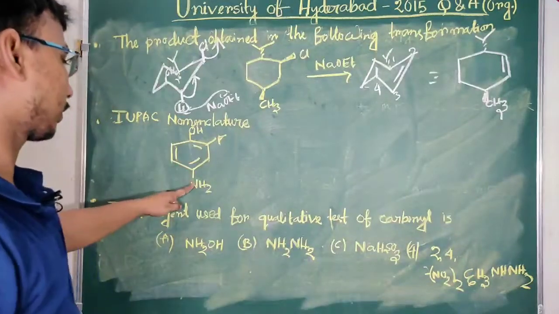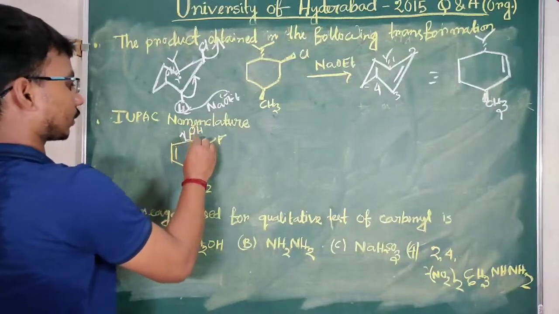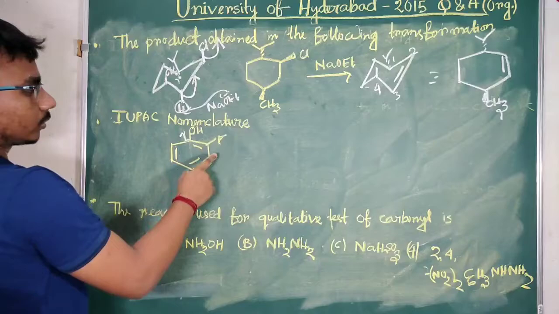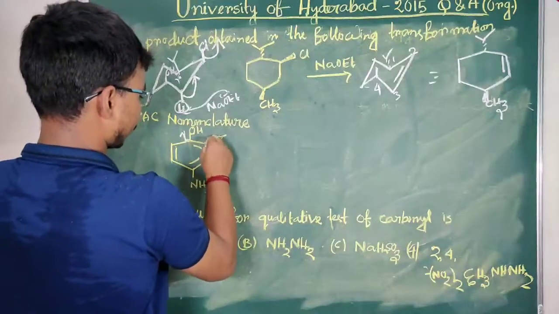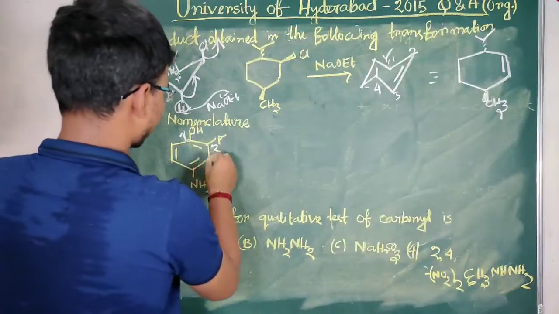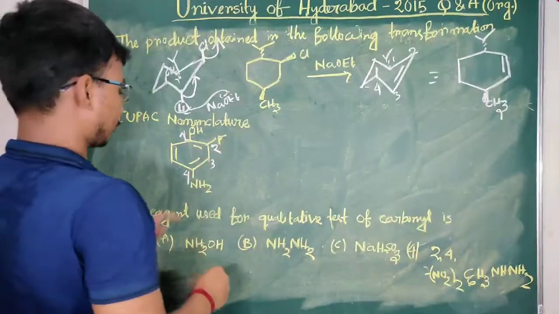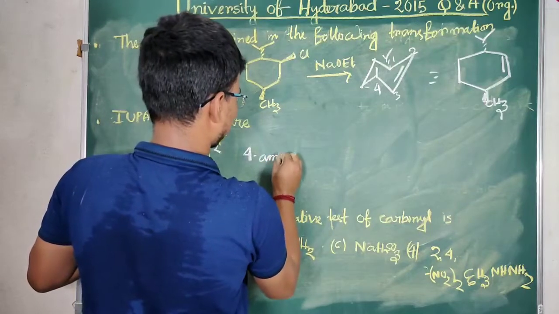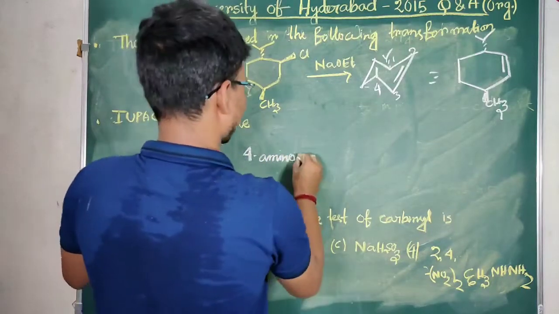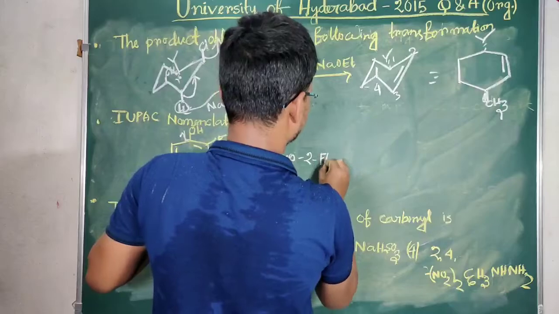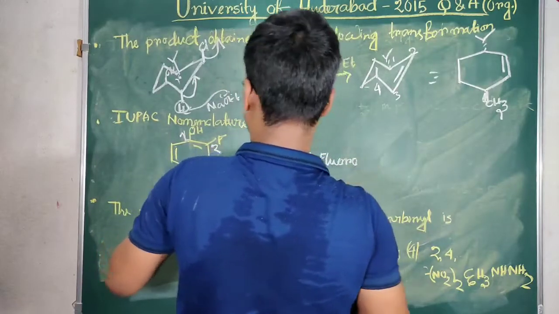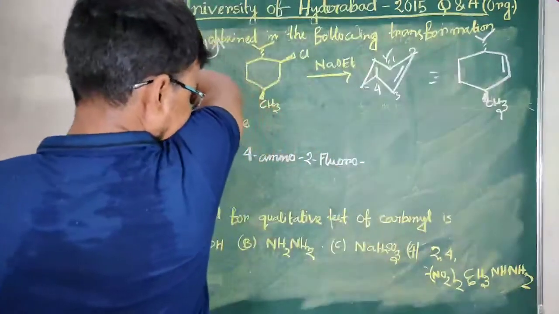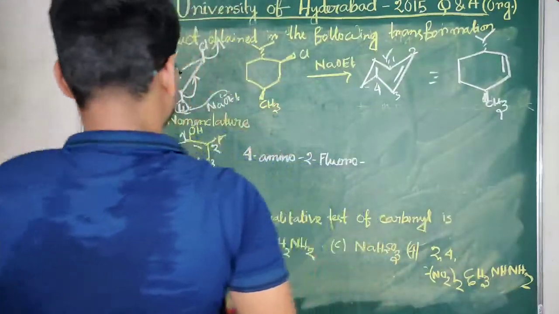So OH and NH2, OH will be first as O and N comparably, this side or this side also, because I get a group 3, 4, so 4 substituted, 4-amino, 2-fluoro, what is this? 1-hydroxybenzene.